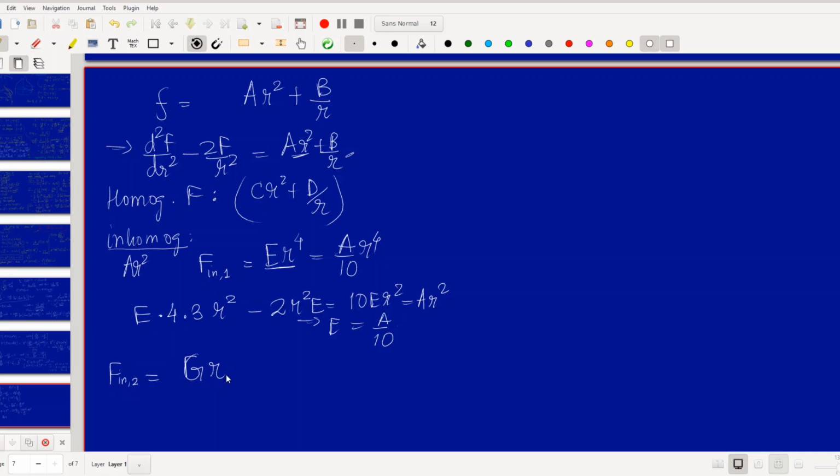So for the second inhomogeneous term, if we substitute g times r in the left hand side, the second derivative is 0 for this, because it becomes constant upon first derivative and then 0. So the second term is minus twice gr upon r square, and it becomes minus 2g upon r. And on the right hand side, we have the second inhomogeneous term, which is equal to b upon r. Thus g has to be equal to minus b upon 2. So the second inhomogeneous solution is minus br by 2.